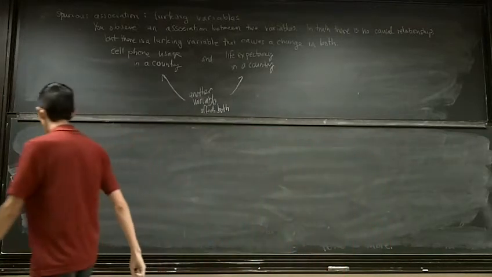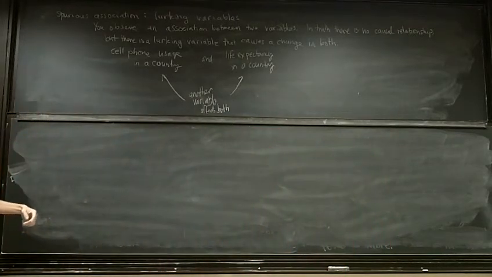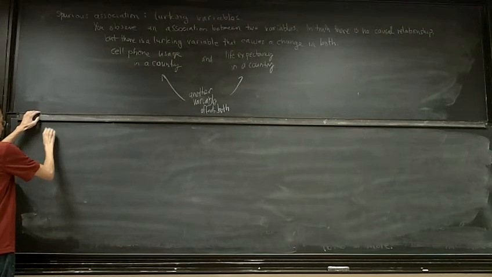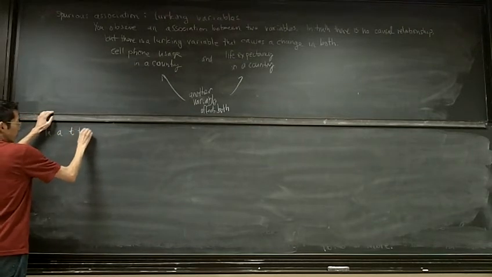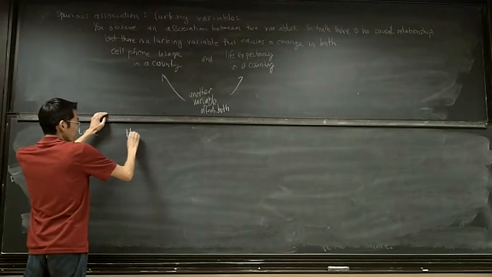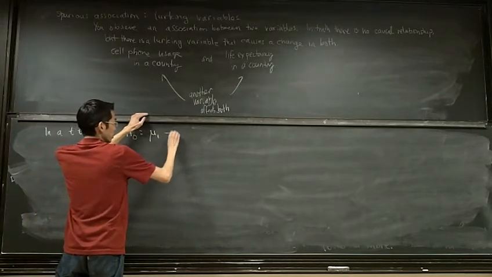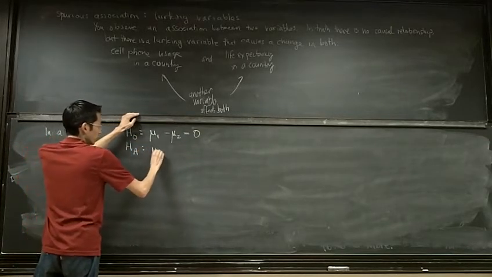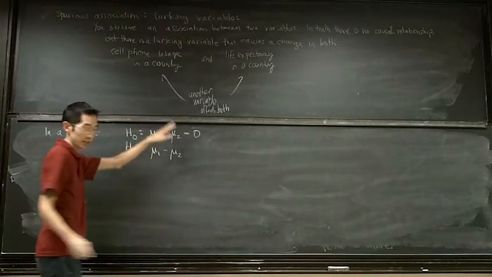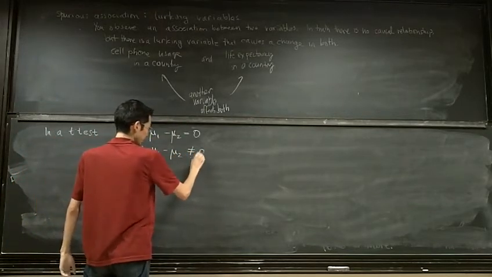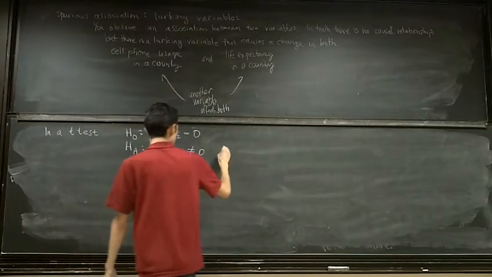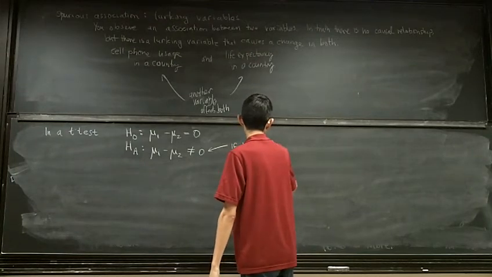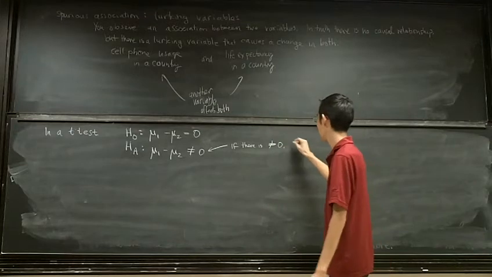So all of our examples for t-tests so far, we've really only talked about what we call non-directional tests. In a t-test, we have our null hypothesis, mu1 minus mu2 equals 0, and then the alternative, mu1 minus mu2 does not equal 0. This is known as a non-directional test.